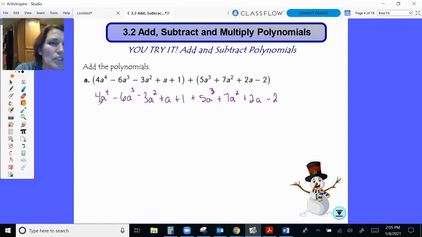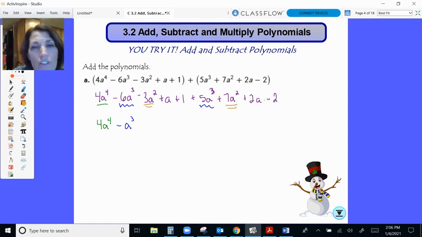And I can start combining my like terms. Highest power, 4a to the fourth. I don't have any other a to the fourth, so that's going to be my lone 4a to the fourth. Then I have an a cubed. Negative 6a cubed plus 5a cubed is going to leave me with a negative a cubed. Then I will look and see what I have for my a squared terms. Negative 3a squared plus 7a squared leaves me with a positive 4a squared.